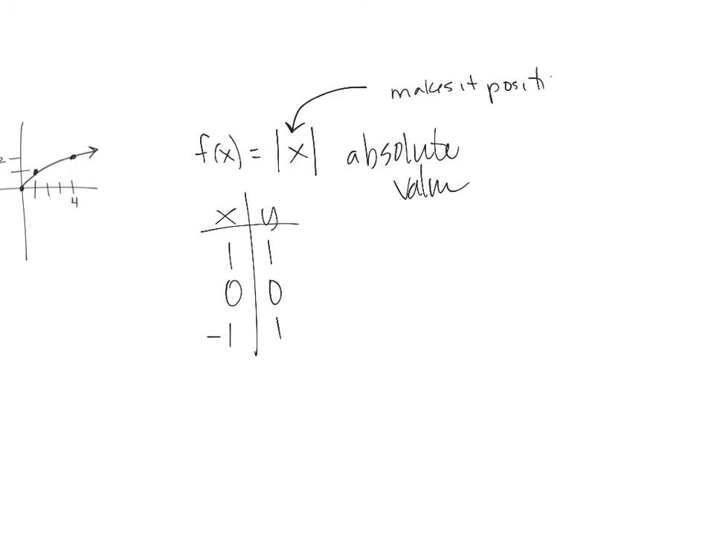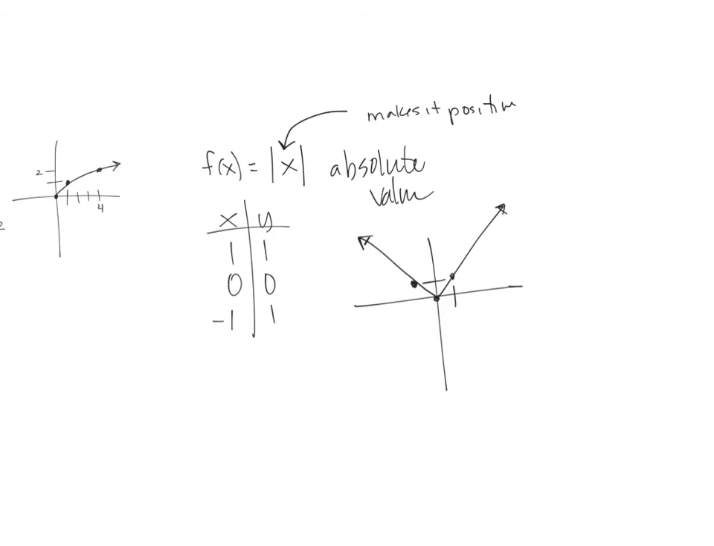And so really it's going to look like our first graph, which was the line, except instead of being negative down here, it pops up here. It's like folding in half. So it's a straight line that way, and then it's going to be a straight line that way. So that's our absolute value function.